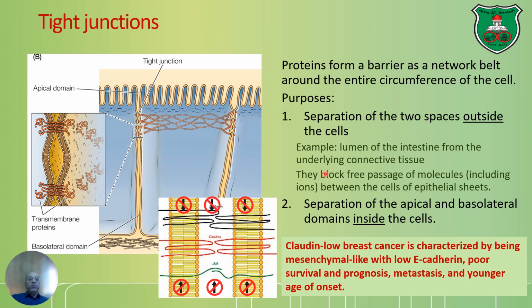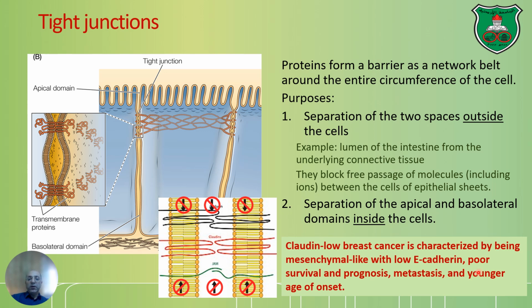Now, an example of a tight junction protein is a protein known as claudin. Claudin. Okay, so right here, claudin. And it turns out, there is a type of breast cancer known as Claudin low breast cancer, meaning breast cancer that has low expression of the protein Claudin. This type of breast cancer is known to be mesenchymal-like, meaning it's motile, elongated. It has low E-cadherin expression.